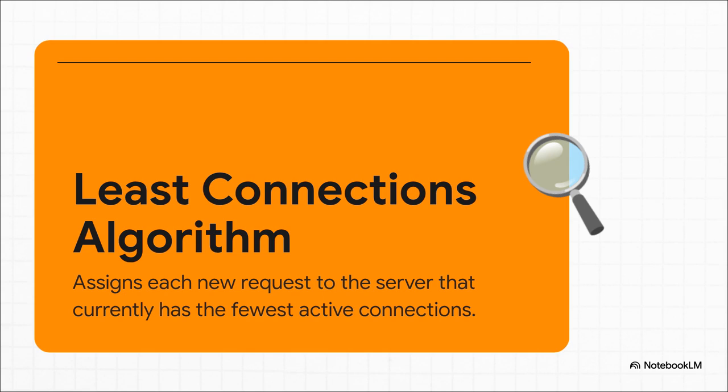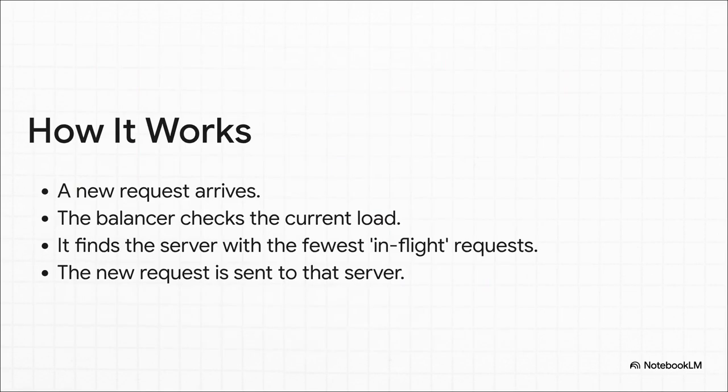Before it sends out a new request, it asks a very simple, very logical question. Which one of you servers has the fewest jobs to do right now? The logic here is just so intuitive. A new request shows up. The load balancer takes a quick peek at all the servers. It finds the one that has the fewest active requests, the fewest in-flight jobs, and boom, it sends the new request there. It's common sense, right? This naturally prevents any single server from getting buried.